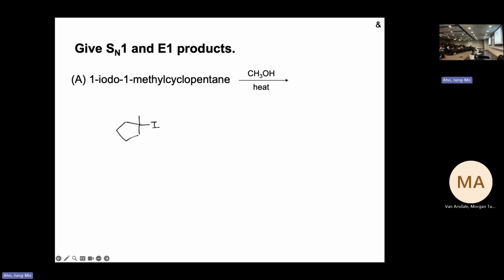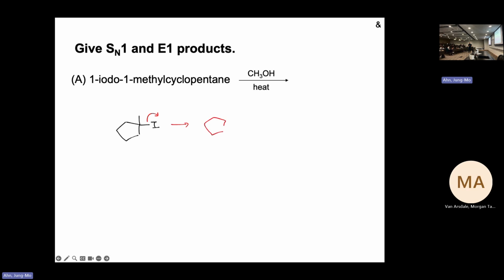Regardless, we don't have a strong nucleophile anyway. We have methanol, and I keep saying to you that neutral alcohol or neutral water is not a good nucleophile and not a good base. So there's no way you can have an SN2 reaction with this weak base or weak nucleophile. So this is definitely not going to happen. The only thing that can happen with this weak reagent is SN1 E1.